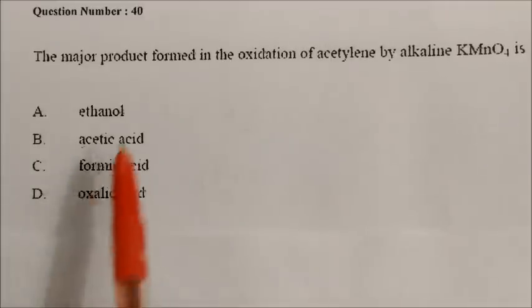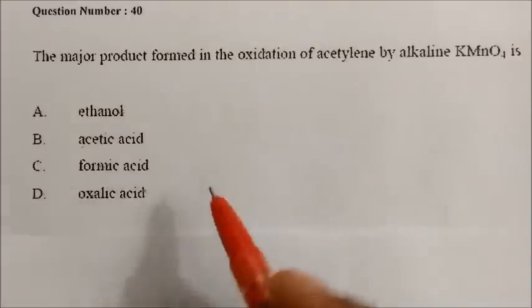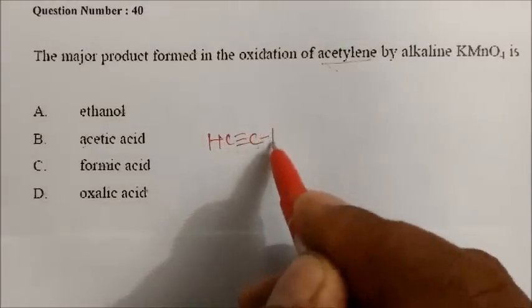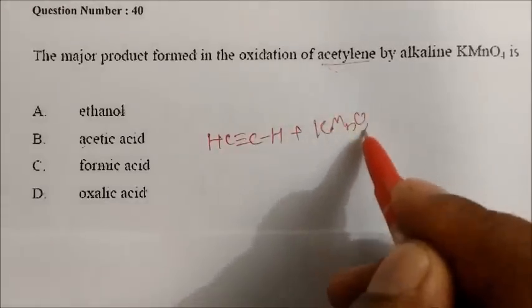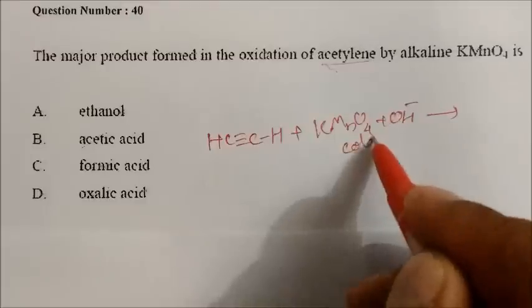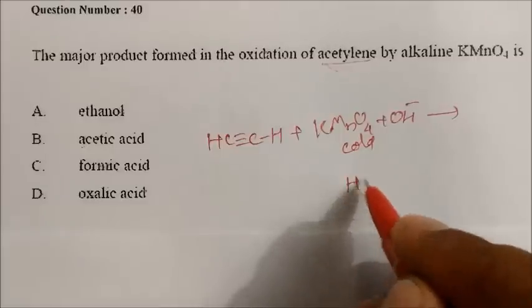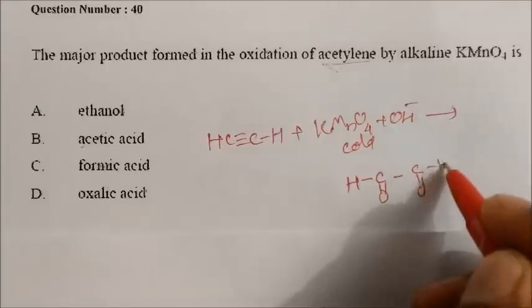The major product formed in the oxidation of acetylene by alkaline KMnO4. Again, a very easy question. This is acetylene, HC triple bond CH. In the presence of alkaline KMnO4, that is KMnO4 plus basic medium, the cold KMnO4 form, this will convert into alcohol. So this will convert into HC double bond O, again HC double bond O and hydrogen.